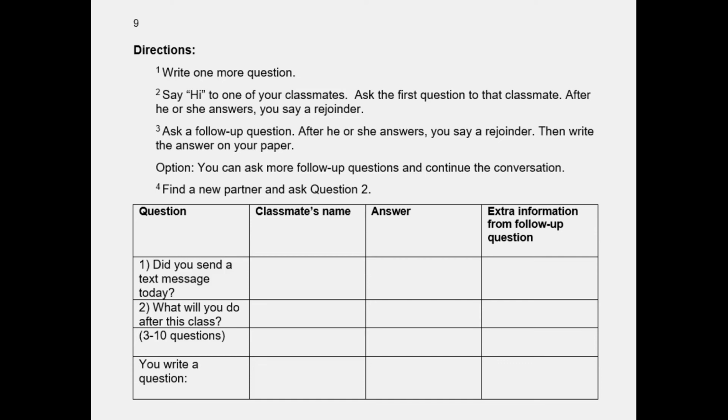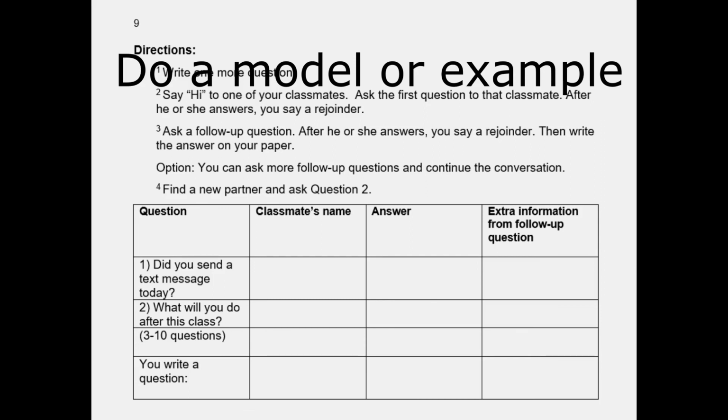And then there's the option. You can ask more follow-up questions and continue the conversation, or you can both go to new partners and ask question number two. So after going through the directions, I then choose, me as the teacher, I'm going to do a model. So I choose one student to help me do the model in front of the whole class. Or the student can stay in their seat and I'll talk to them, but obviously we're making a model for how to do this. So let's say you are Amy, and I choose you and ask you the first question.